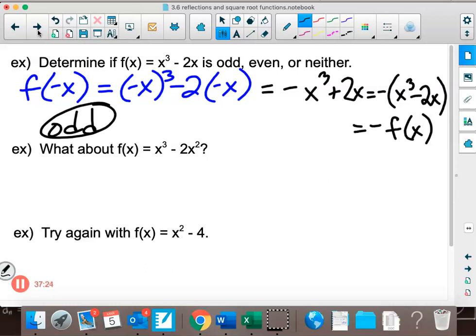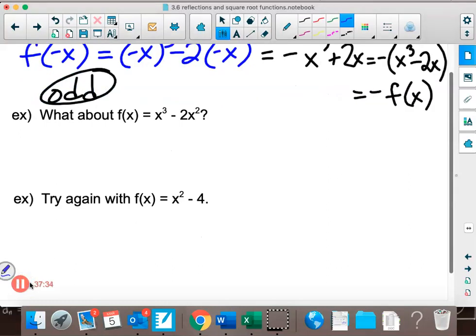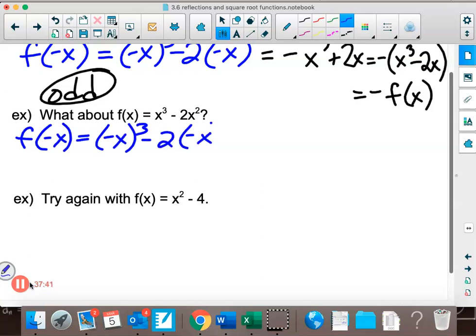I want you to take a minute and see if you can figure out odd, even, or neither for the next 2 examples. Odd, even, or neither. Too long. All right, so for this next one, we have f of negative x equals negative x cubed minus 2 times negative x squared. Negative x cubed is the same thing, we already said it earlier, as negative x cubed. But this negative x squared, when I square the negative x, it just becomes x squared, right?